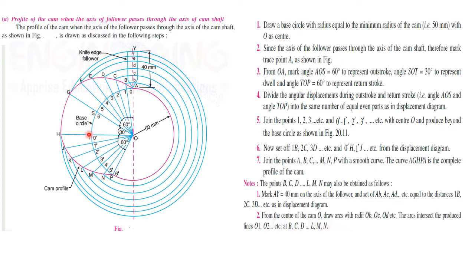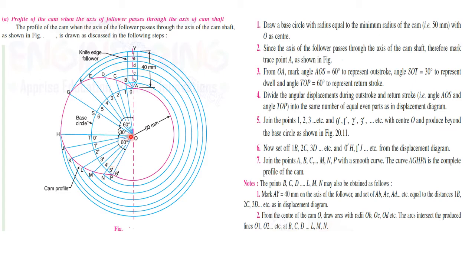After that, ST is the dwell time. Next 30 degree is dwell. So we mark 30 degree anti-clockwise and draw a line passing through T and cut at point O dash. After that, next 60 degree is the return stroke. We mark anti-clockwise 60 degree, a line drawn passes through point P, and that arc is also divided into 6 equal parts: O dash, 1 dash, 2 dash, 3 dash, 4 dash, 5 dash, 6 dash.